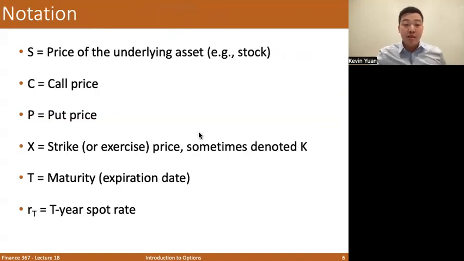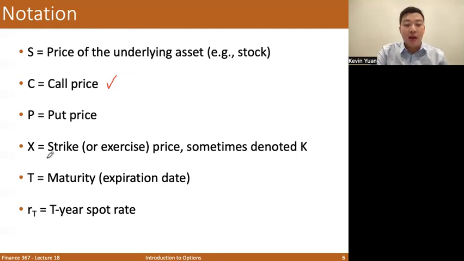So again, it's important to have the notation down. So in this lecture, we'll denote S as the price of the underlying stock. This is the price that you would look up in, let's say, Yahoo Finance or in any ticker program. The call price is the price that you would pay for the call option. As I mentioned, there is no free lunch. So if you want the option to buy a stock, you're going to have to pay the call price. The put price is the price of the put option. It's the price you pay to have the ability to sell a stock at a particular price.